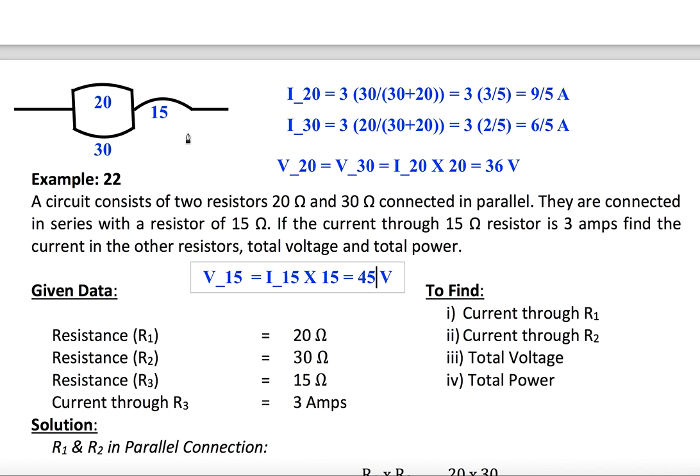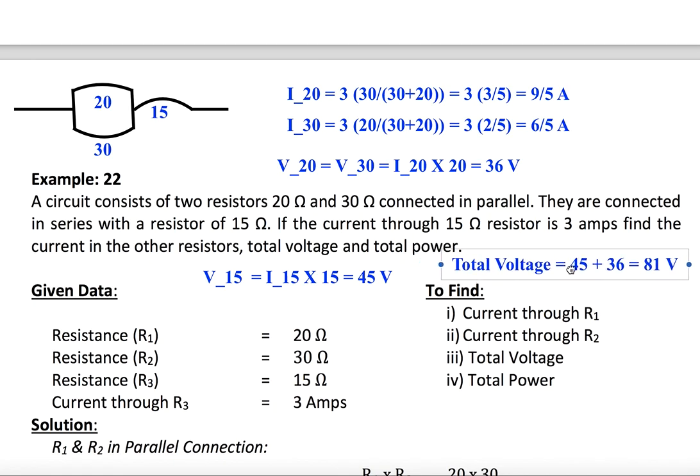So what is the total voltage? This voltage plus this voltage. 36 plus 45 is the total voltage V. So total voltage V is equal to 45 plus 36, which is 81. Okay, that is the total voltage.